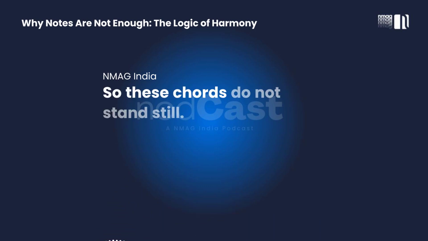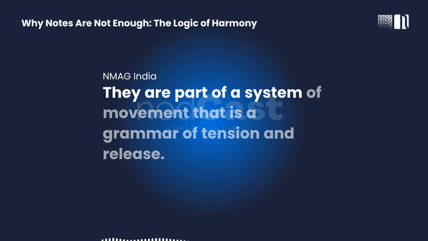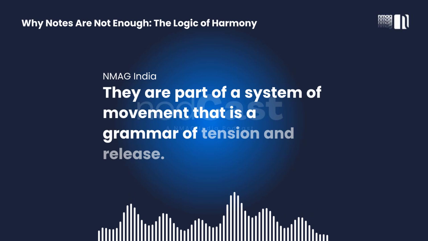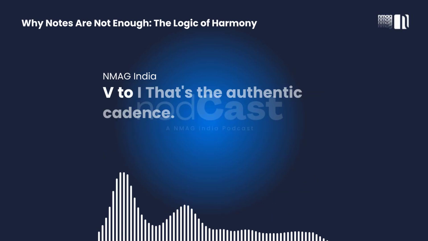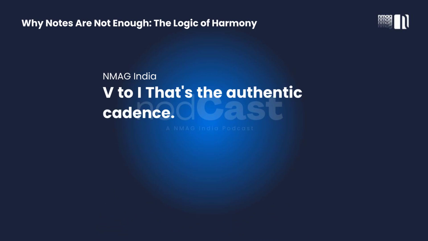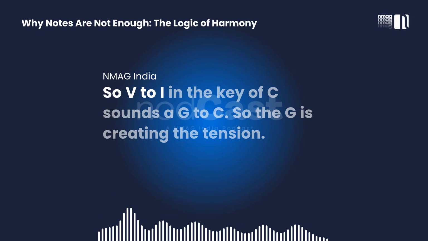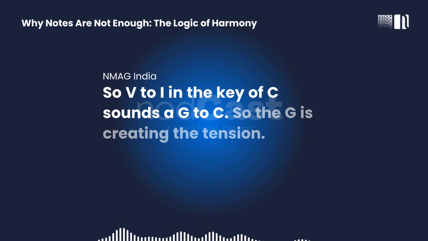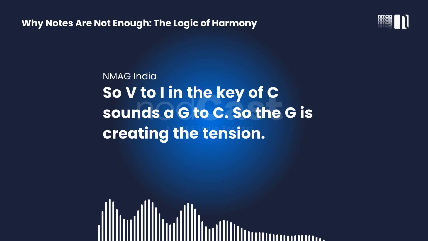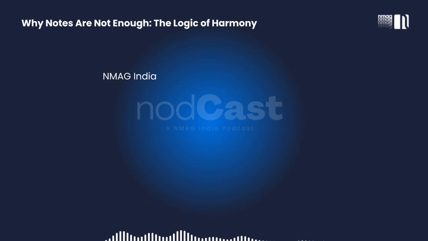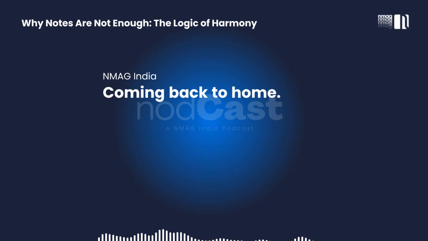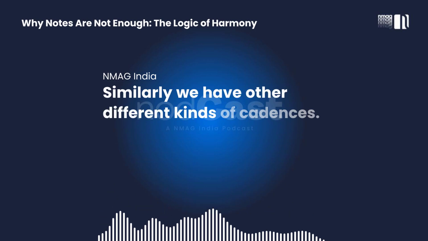So these chords do not stand still. They are part of a system of movement, that is a grammar of tension and release. 5 to 1, that's the authentic cadence. It gives a strong resolution. Let's hear that. So 5 to 1 in the key of C sounds as G to C. So the G is creating the tension, coming back to home. Similarly, we have other different kinds of cadences.